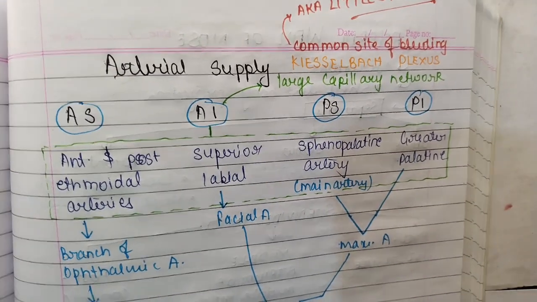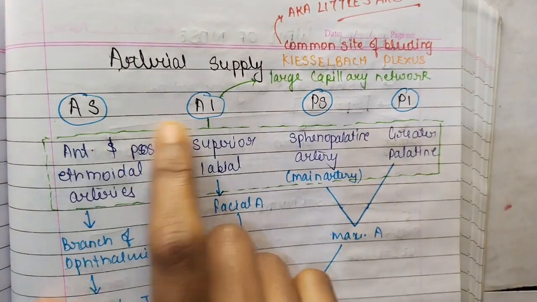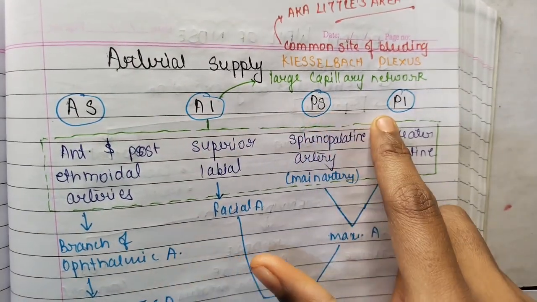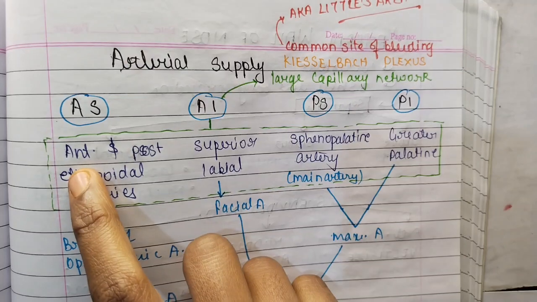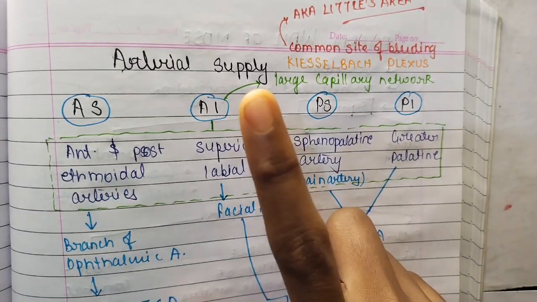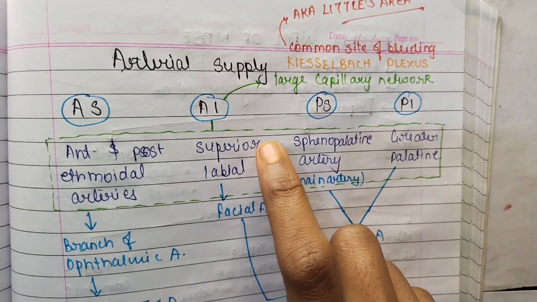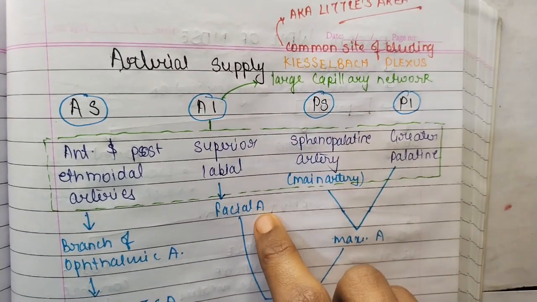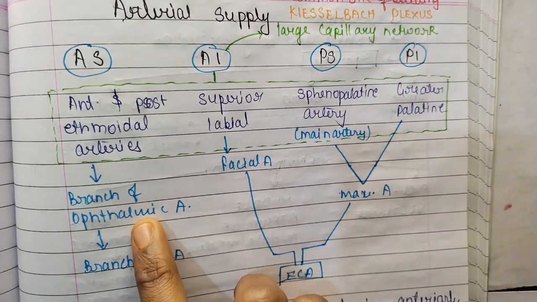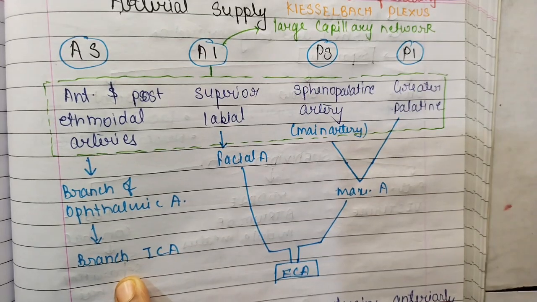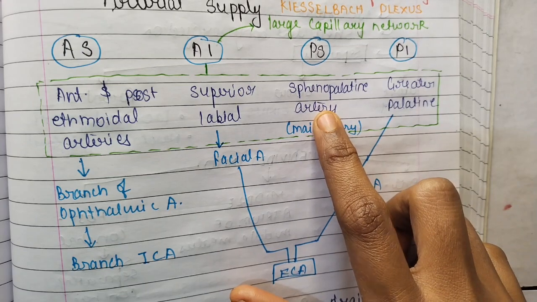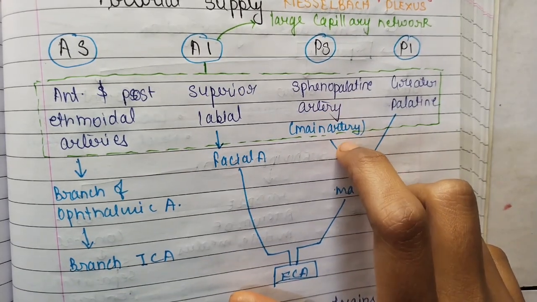Okay, so anterior superiorly, anterior inferiorly, posterior superiorly and posterior inferiorly. Anterior superiorly, it is supplied by the anterior and the posterior ethmoidal arteries. Anterior inferiorly, it is supplied by the superior labial, which is the branch of facial artery. The anterior and the posterior ethmoidal arteries are the branch of ophthalmic artery, which is the branch of ICA, that is internal carotid artery.